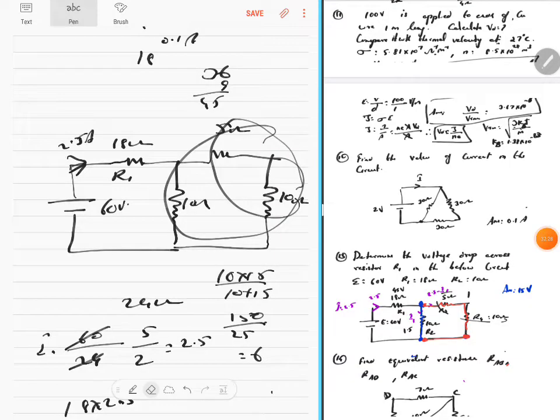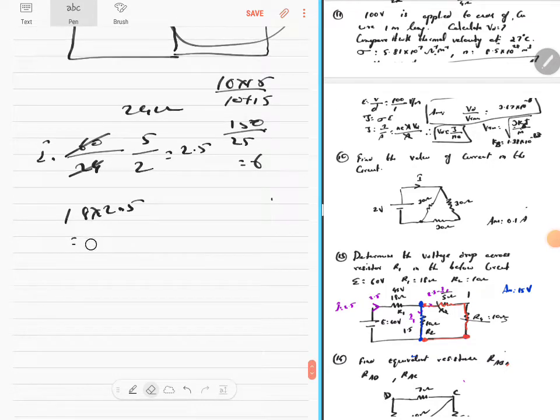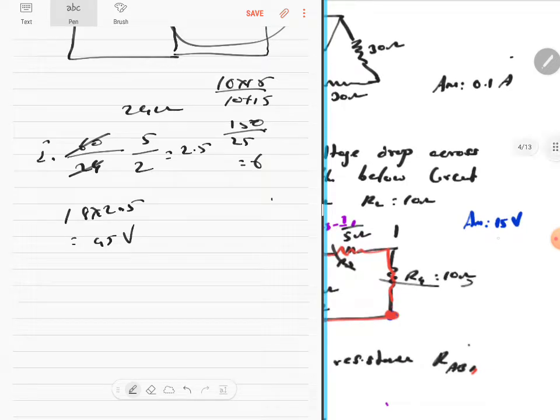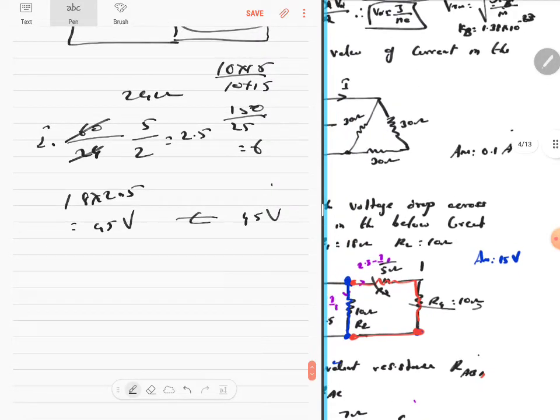So, the answer is actually correct. You get 45 volts. I think you have to change this potential drop across this as 45. I have written it's 15. No, change it. It has to be 45 volts, guys. Okay, change this in the PDF. Make sure you do the corrections in the PDF. Okay, let's go to the next question.